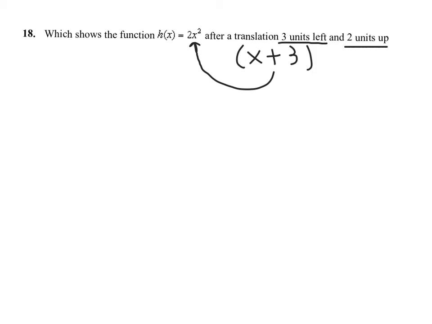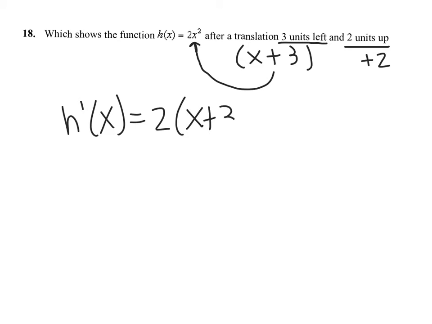The 2 units up goes on the outside, and that's just going to be a plus 2 on the very outside. So here I'm going to take x plus 3 and plug it into x. This positive 2 is going to go on the outside. So that would be h prime of x equals 2 parentheses x plus 3 squared plus 2. And that would be our function after the translations 3 units left, 2 units up.